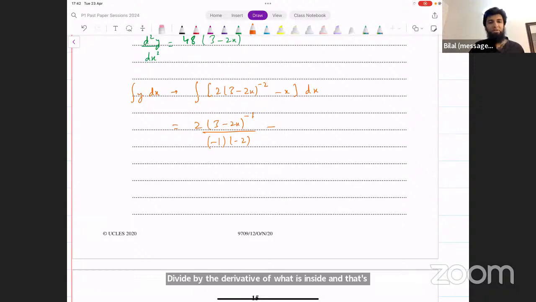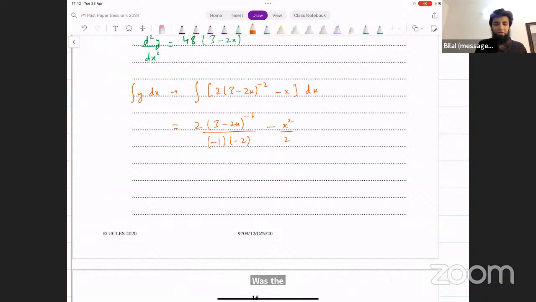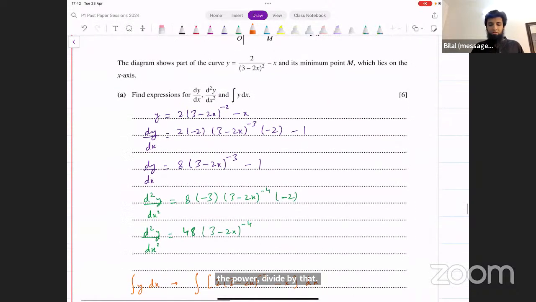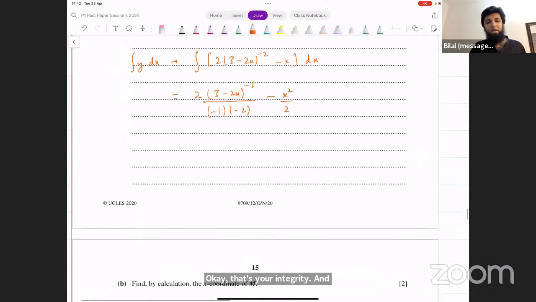What's the integration of minus x? You add 1 to the power, divide by that new power. Okay, that's your integral. And now, since we are integrating, whenever we integrate, we also need to put a plus c there. So we have a plus c at the end. Now we simplify this.